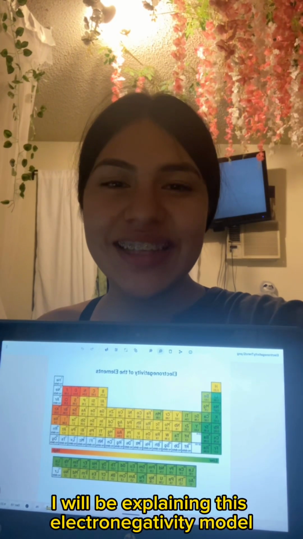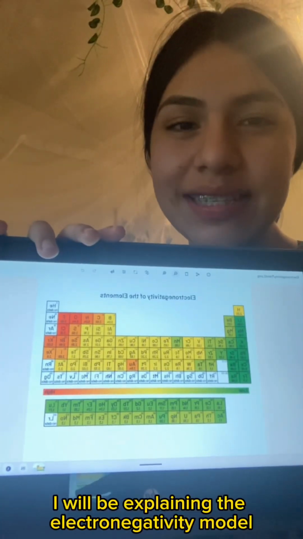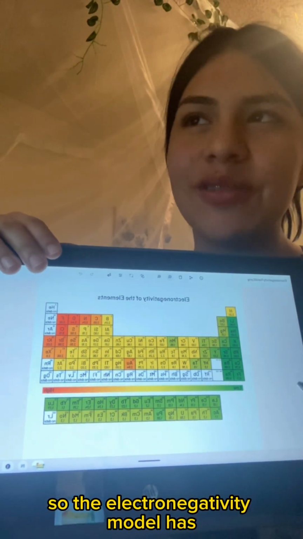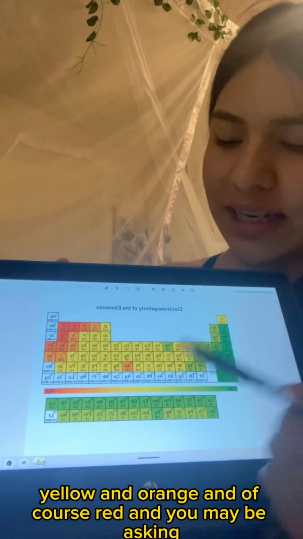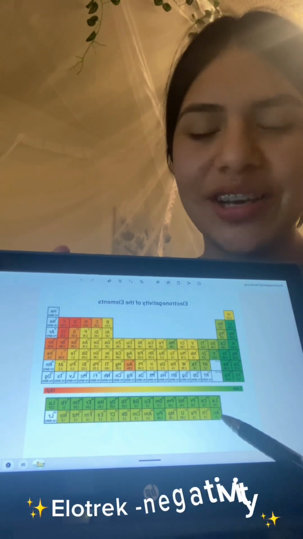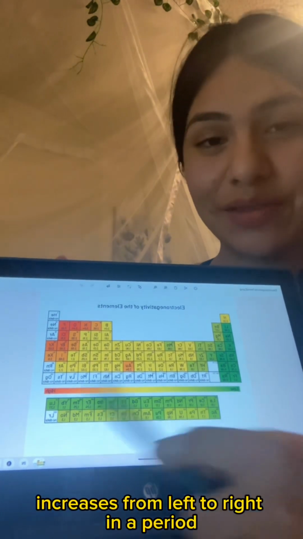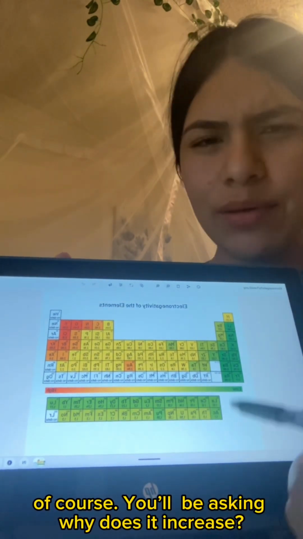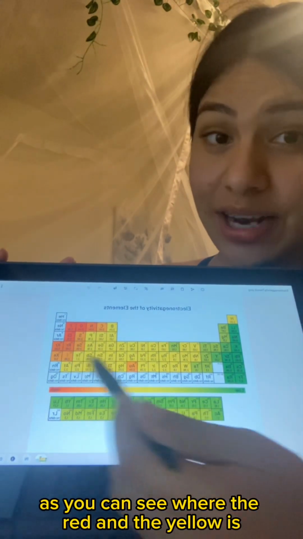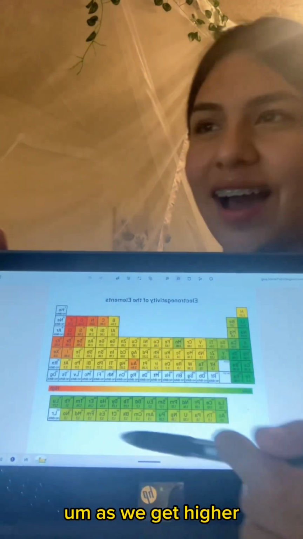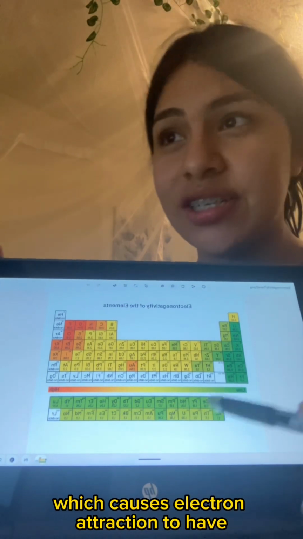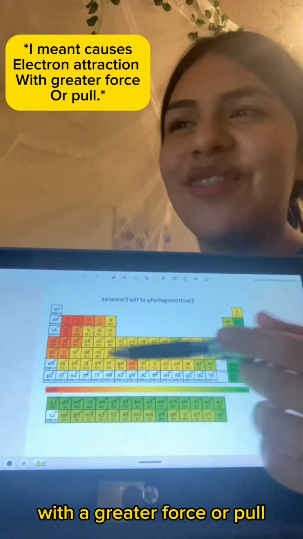My name is Walter Hartwell White. I will be explaining the electronegativity model. As you can see, it has green, light green, yellow, orange, and of course red. And you may be asking, why does it have this? Well, electronegativity increases from left to right in a period. And you'll be asking, why does it increase? Well, it's because as we get higher, as you can see where the red and the yellow is, there's an increase in the nuclear charge, which causes electron attraction with a greater force or pull.